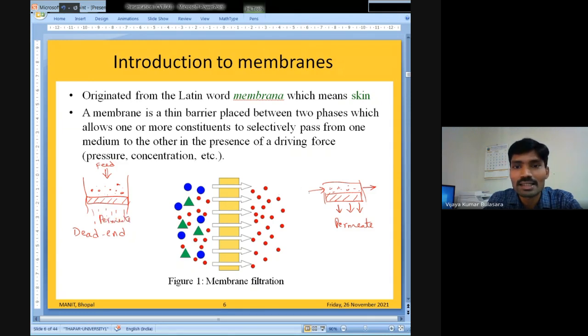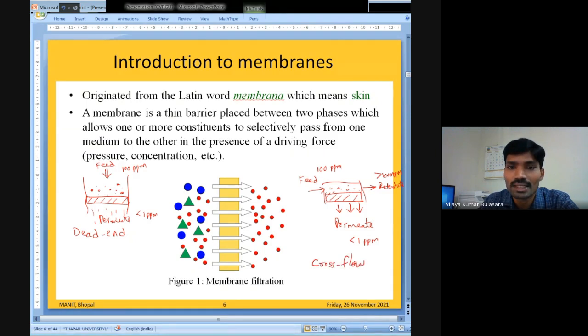But in this case there are three streams. The feed stream contains, let's say, 100 ppm of impurities, and the permeate contains less than 1 ppm after rejection by the membrane. In the same way here also we use the same feed of 100 ppm and get a permeate of less than 1 ppm pollutants. But there is another stream, the rejected stream, that contains a high amount of pollutants, greater than 1000 ppm. This is the retentate or reject stream.